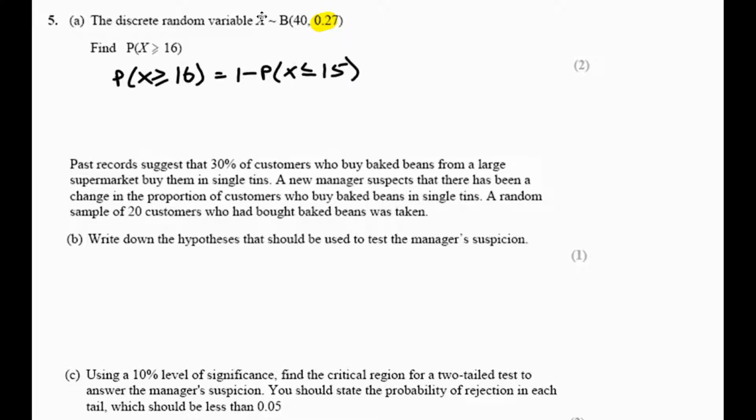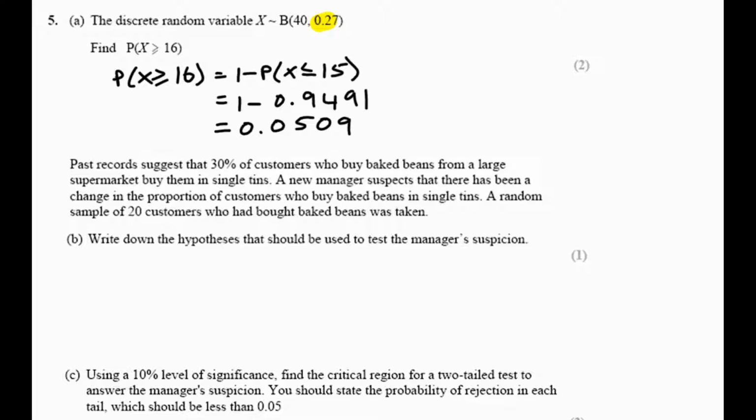Let's write in that 1 minus statement. This will be worth a mark in itself. The rest of it is just typing into the calculator, and we end up getting 1 minus 0.9491 to 4 decimal places, and that leaves us with our final answer 0.0509. Okay, 2 marks in the bag.